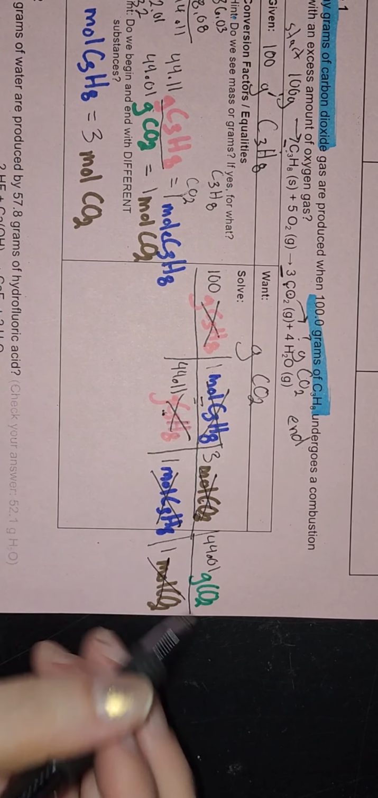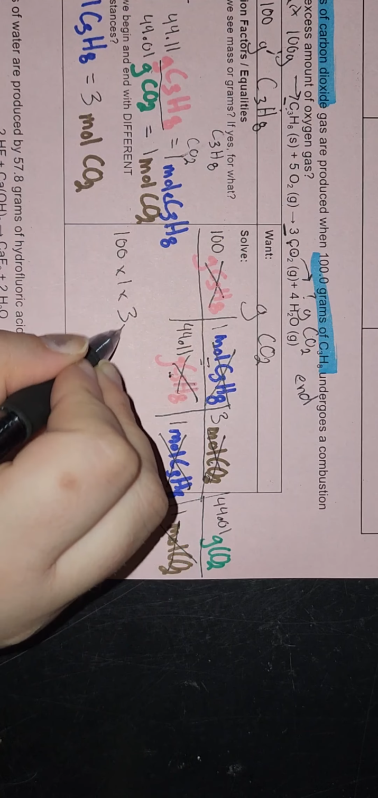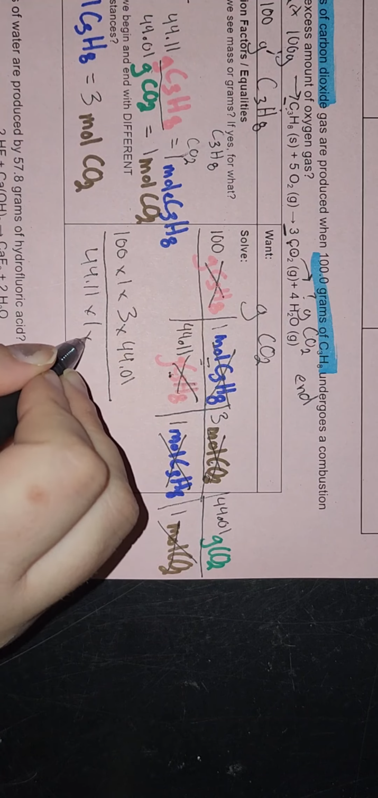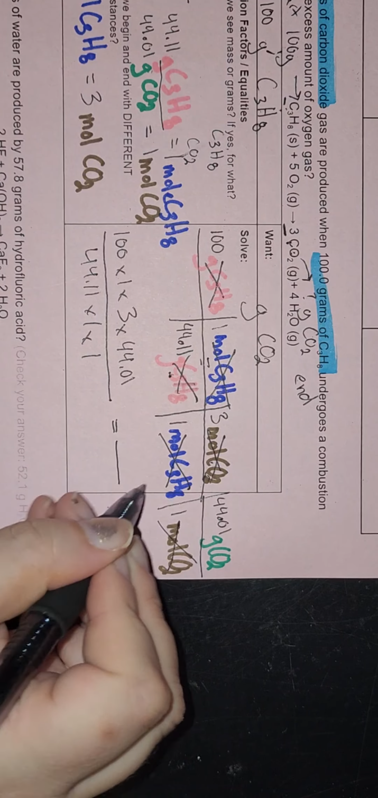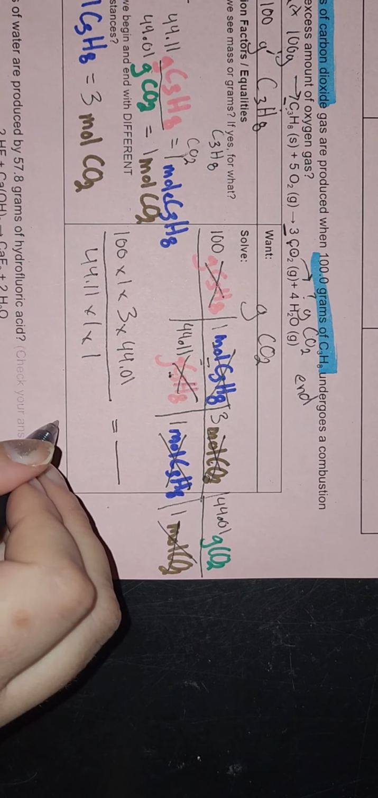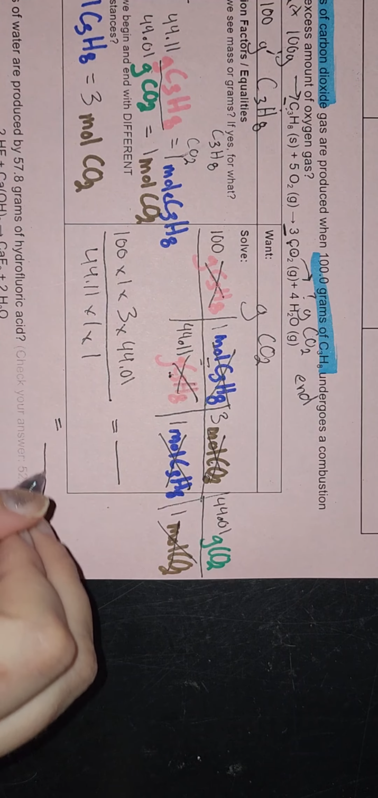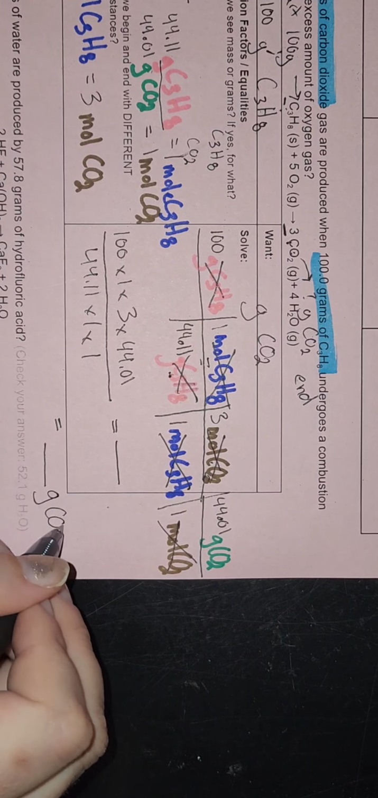So now I have grams of CO2 in the top, which means I am good to go. All of my units cancel except for that one. So then I'm going to take all of those top numbers, multiply them together, and then divide them by all of those numbers on the bottom. Get the top and the bottom number, whatever that is equal to, is then going to be your grams of CO2.